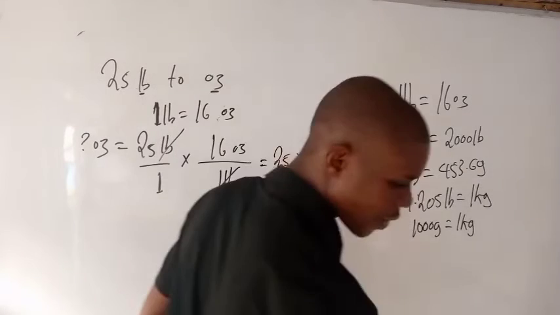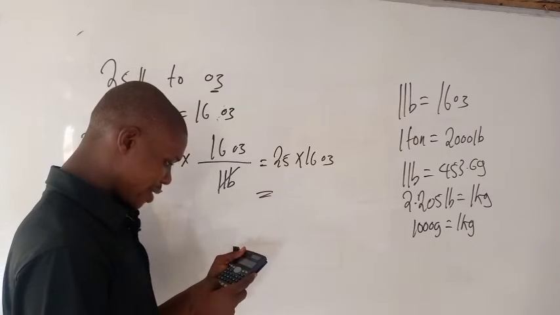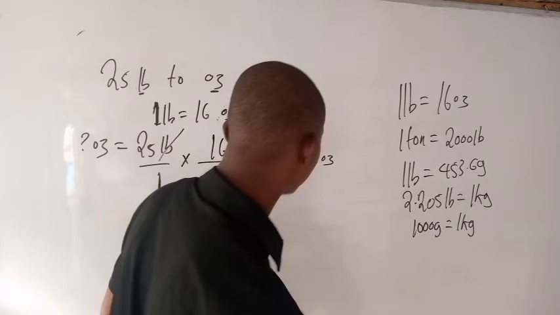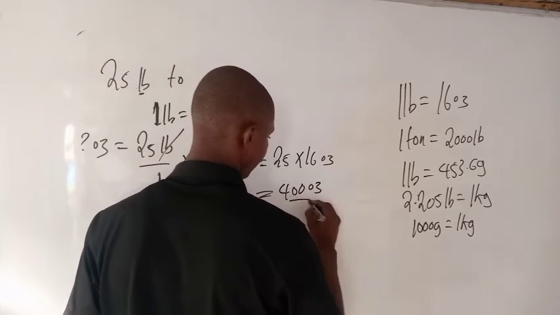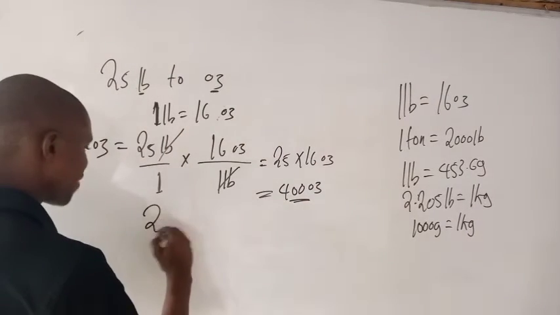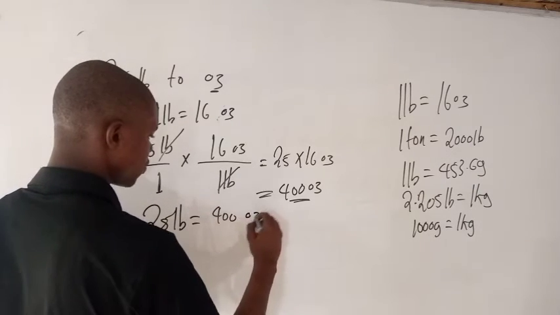So what will be the answer? Let's punch our calculator. 25 times 16, here we have 400. Here we have 400 ounce. It means that 25 pounds equals 400 ounce.